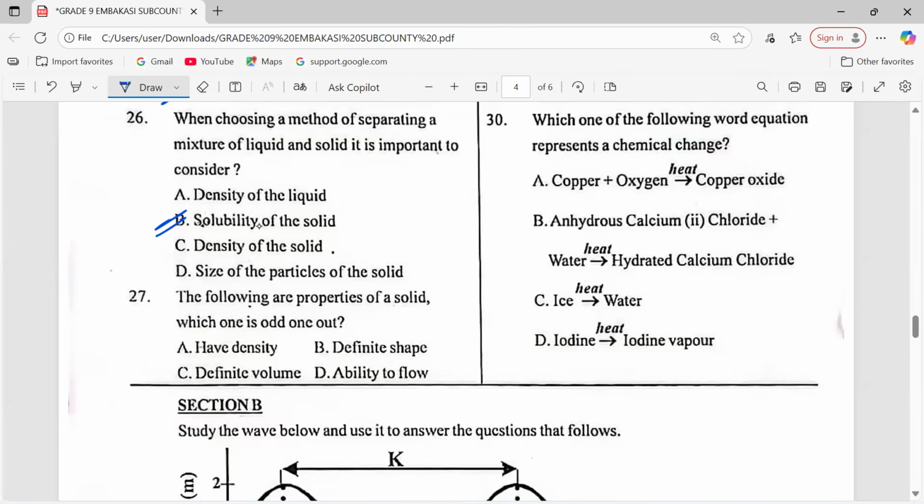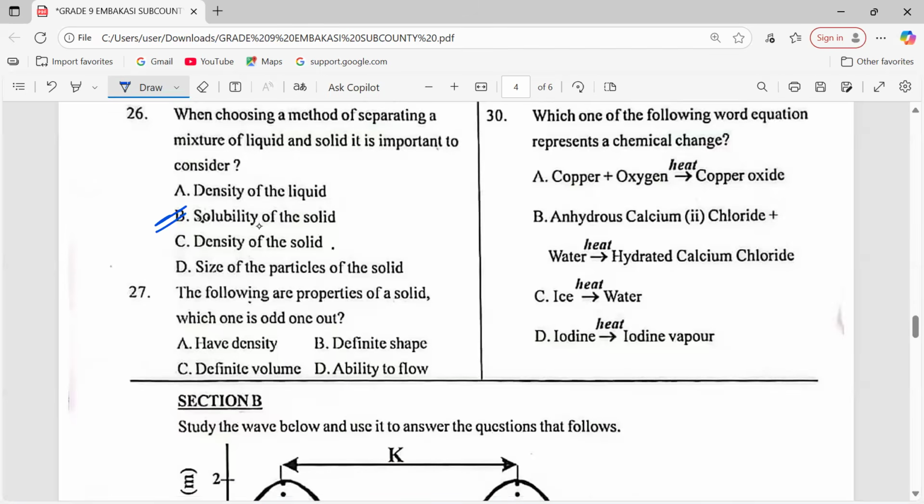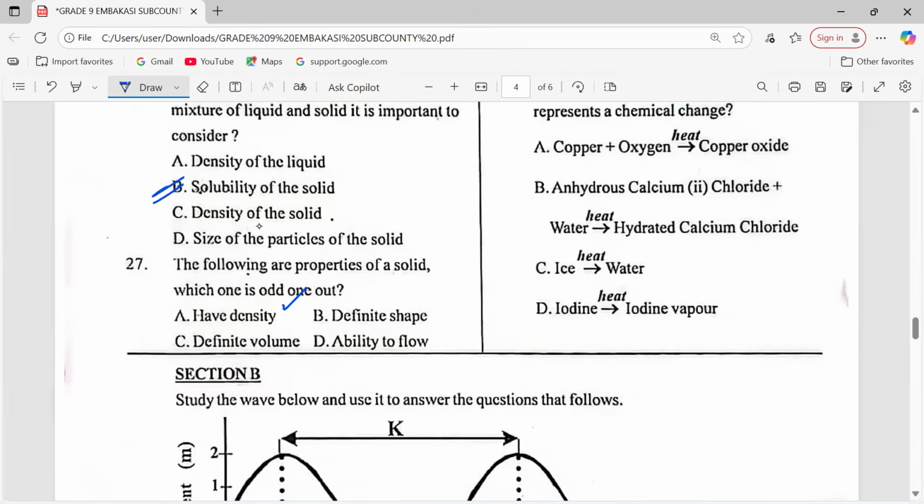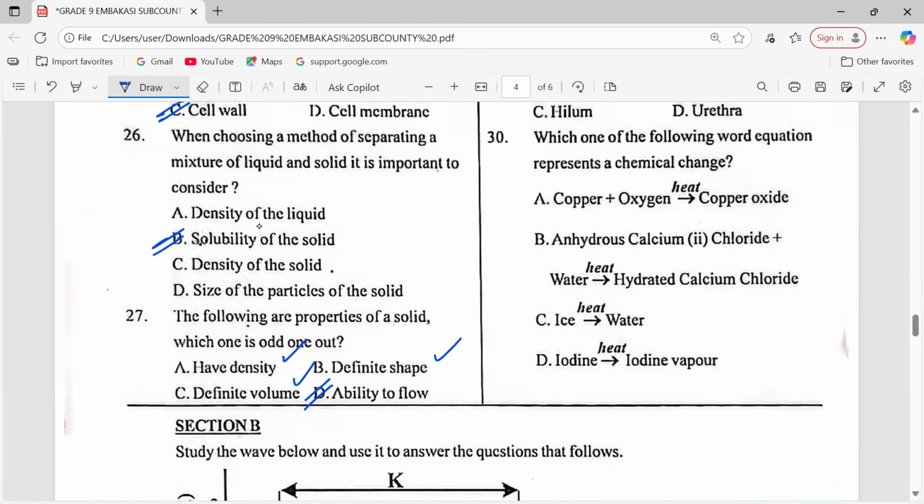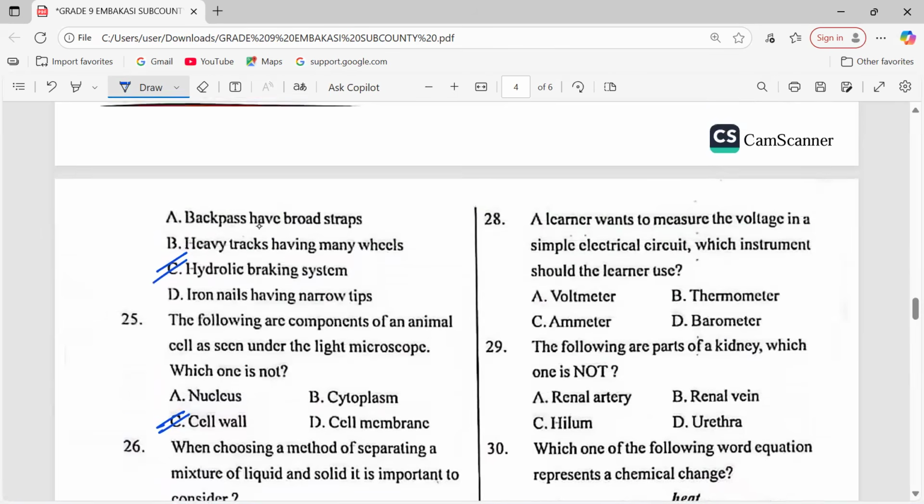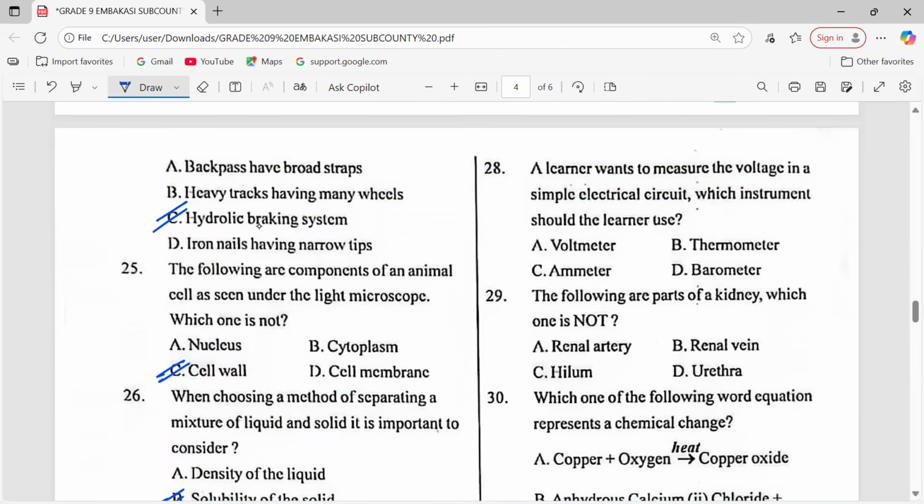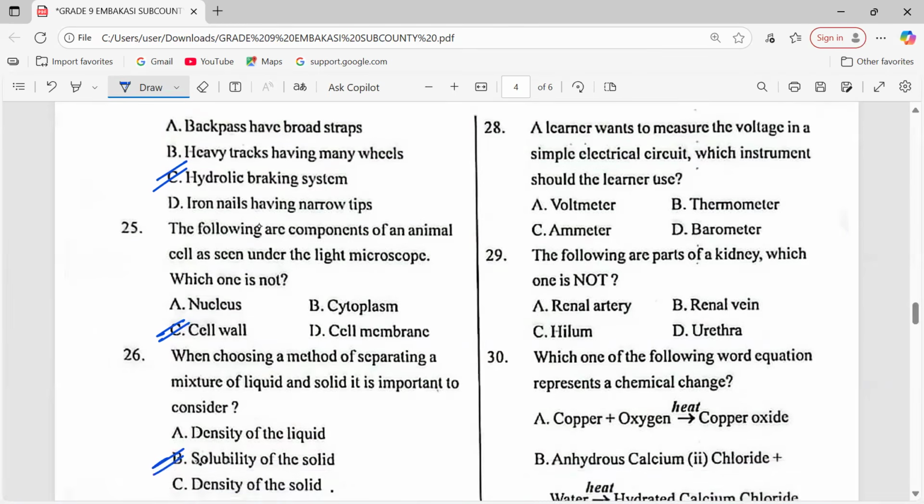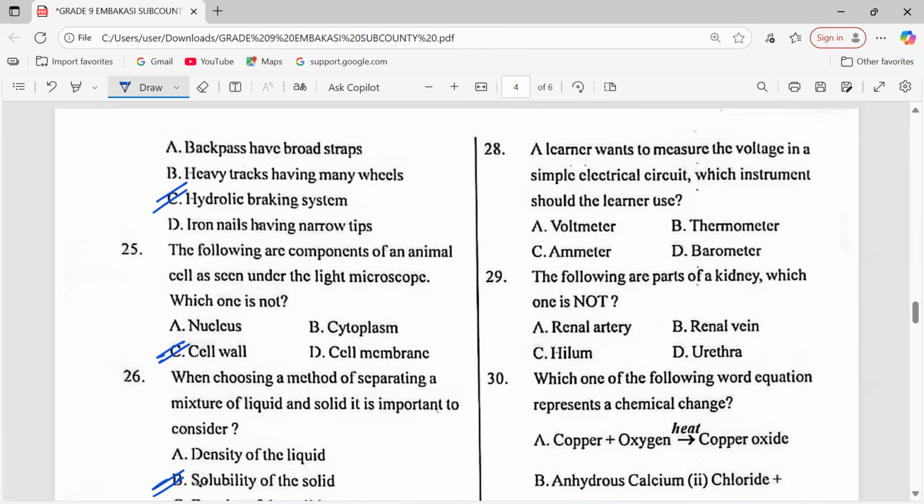Now the following are properties of a solid. Which one is odd one out? Not a property of a solid. Density, shape, volume, ability to flow. Solids do not flow easily because their particles are strongly held together by cohesive forces of attraction between molecules of the same kind. So cohesion in solids is usually very high, and that makes the solid unable to flow from one point to another.